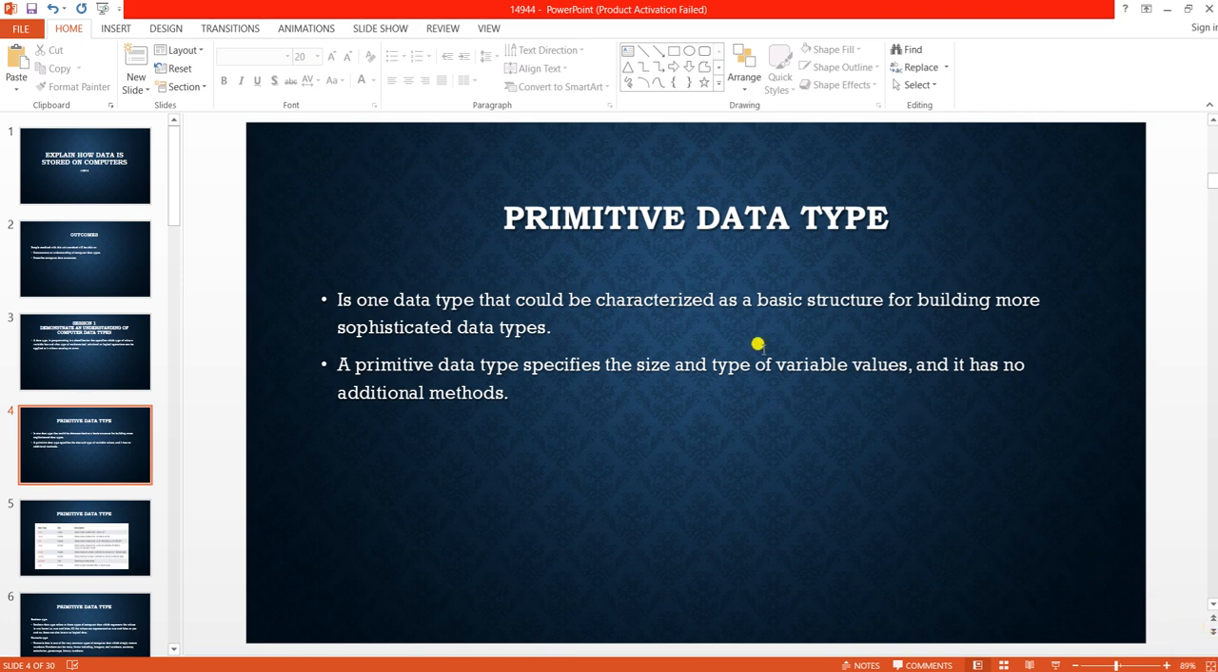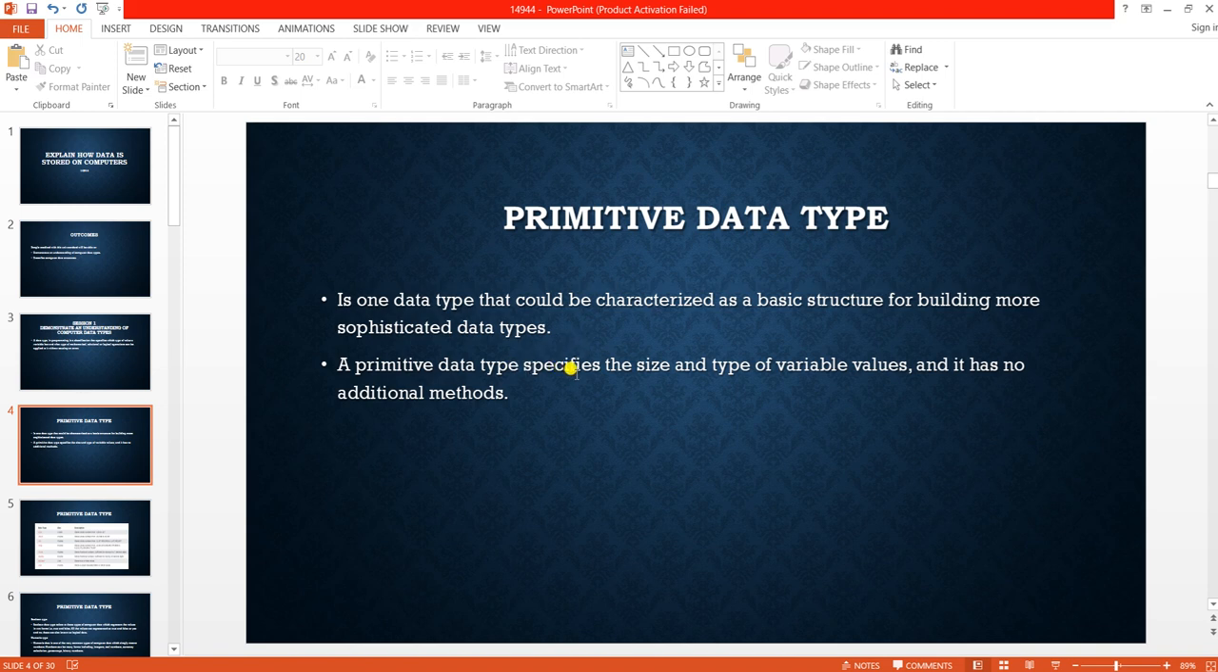So the primitive data type is characterized as a basic structure for building more data types. In terms of more data types within this basic structure, we've got your Boolean and your numeric types of data types. It depends what type of data type you're using, and it's just a basic structure.